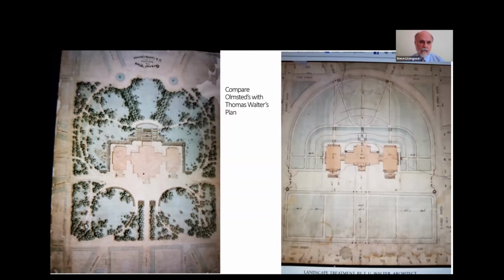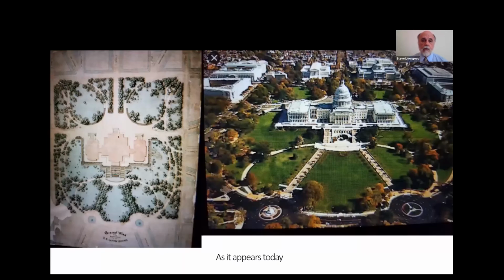But you can see he's trying to introduce as many trees as he can, but use the trees to emphasize the building. The Walter plan was mostly open space and green and not really very well, certainly not very subtly articulated. Now we can compare it with what exists now. You can see the trees around the outside of the grounds.